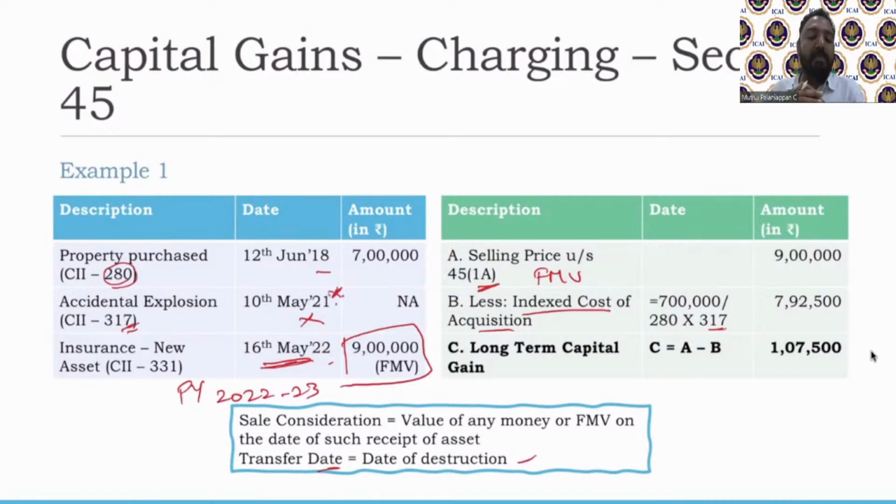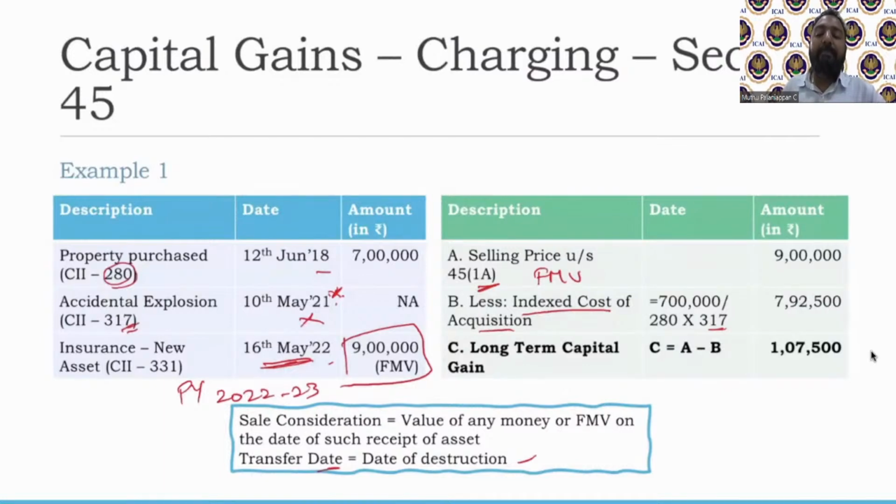Correct? So this date will be called the date of transfer. The period of holding and all will be considered till this transfer date only. From June 18 to May 21 is what will be considered. I've just computed it as long term to tell you what it is. If it is short term, you need not index. We'll see that a little later. Let me not confuse you.